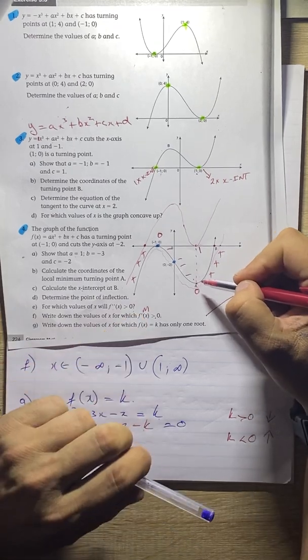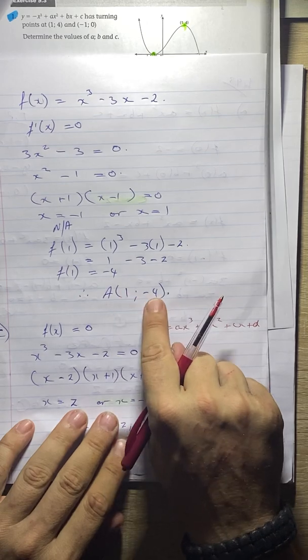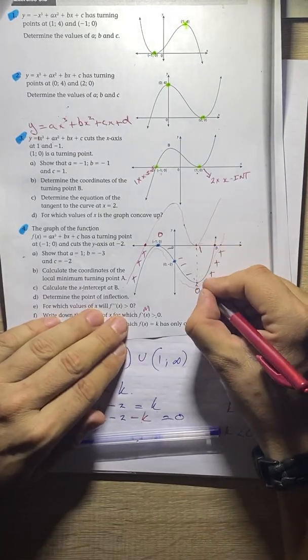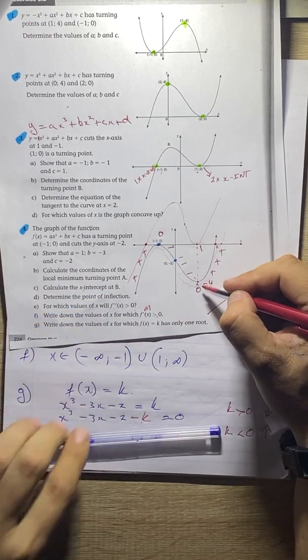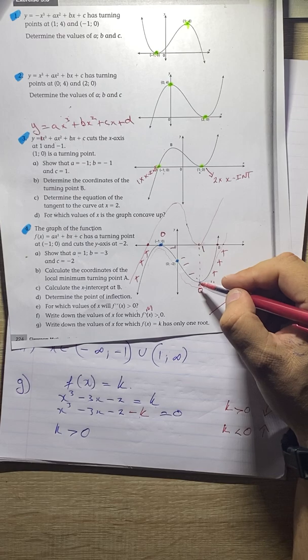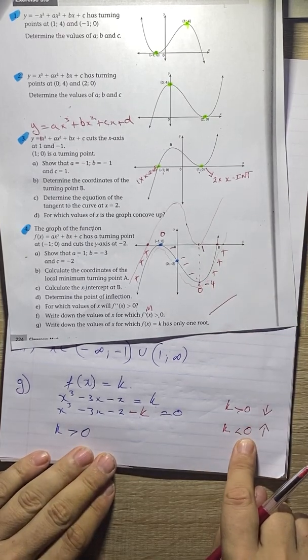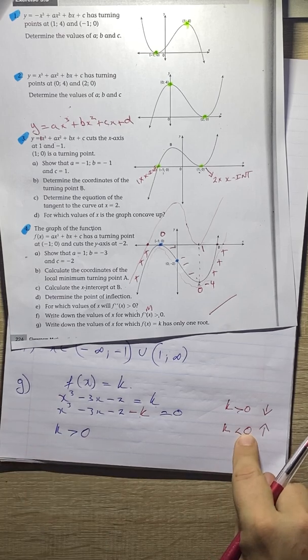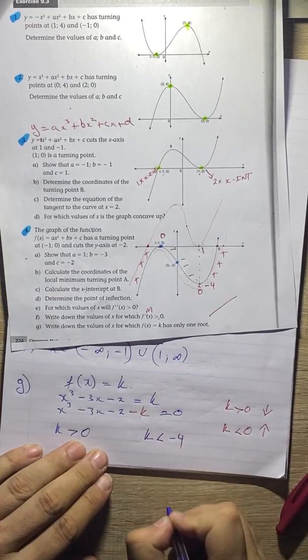Now we know what the coordinates of A are. Coordinates of A is (1; -4). We worked that out in B. So we know that this here is minus 4, the y value. So that means that that is 4 units long. So if we look for where it's negative, it must be this one. So k must now be less than minus 4.